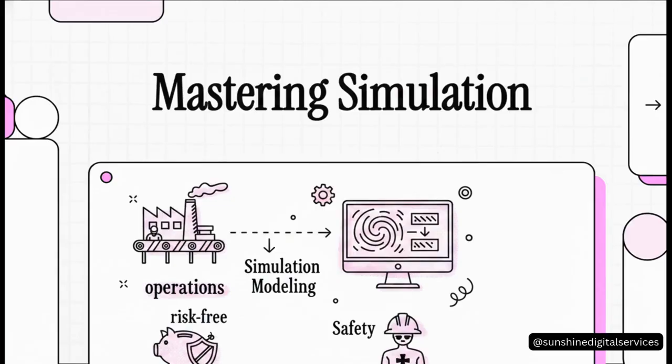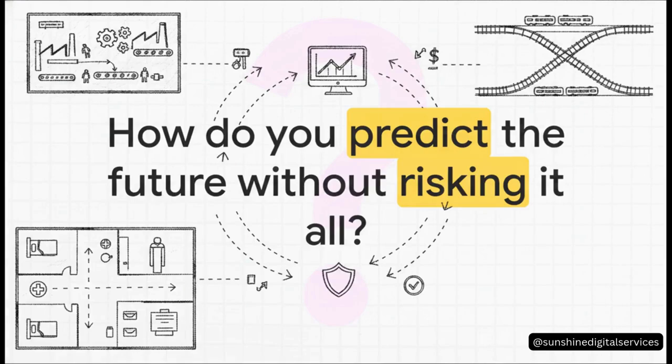Today, we're looking at how massive companies optimize their most complex operations without risking a single dollar of real-world capital. We are talking about the absolute game changer that is simulation modeling. So it brings up a massive question, right? How do you predict the future without risking it all?